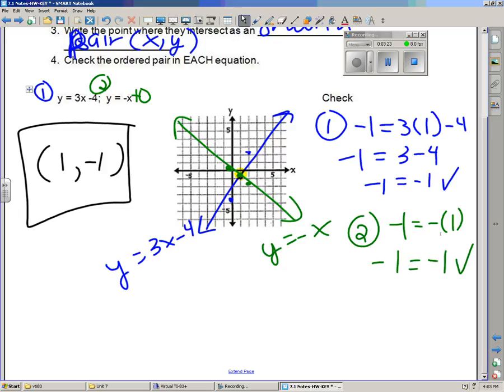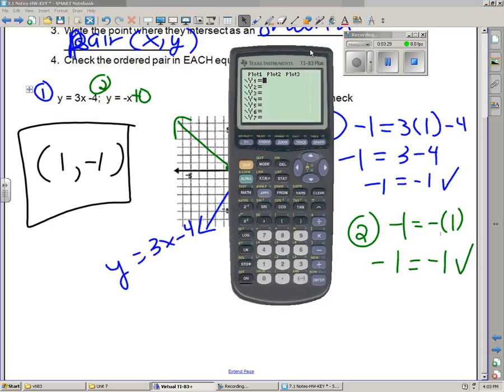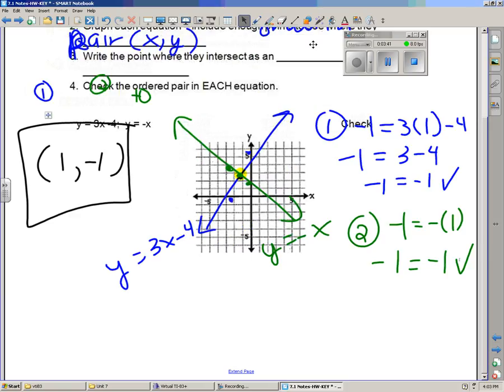Let me show you on the graphing calculator. So what you would do on your calculator is you would go to your y equals, make sure your plots are not on. We're not doing statistical stuff. We're going to be graphing lines. In y1, you graph 3x minus 4. And you can hit graph, take a look at that line.